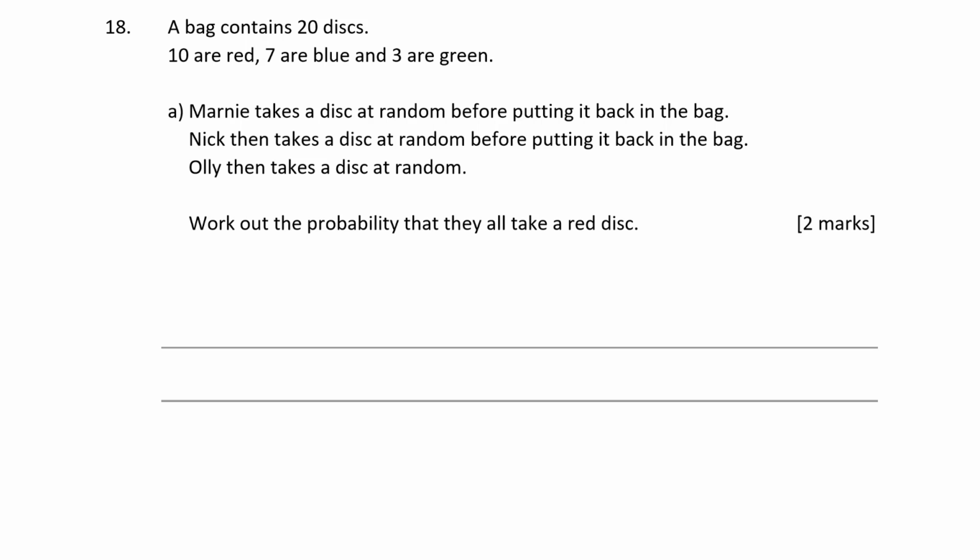Marnie takes a disc at random before putting it back in the bag. Then Nick takes a disc at random before putting it back in the bag. Ollie then takes a disc at random. Work out the probability that they all take the red disc.